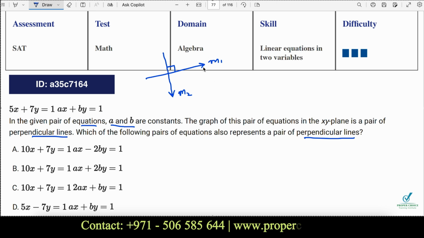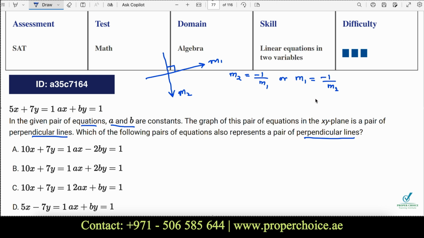Now how does their slope relation look? The slopes of perpendicular lines are negative reciprocals. That means the slope of the second line will be equal to -1 divided by the slope of the first line, or vice versa. We can also write it as the slope of the first line is equal to -1 divided by the slope of the second line. This is the rule when we say lines are perpendicular.